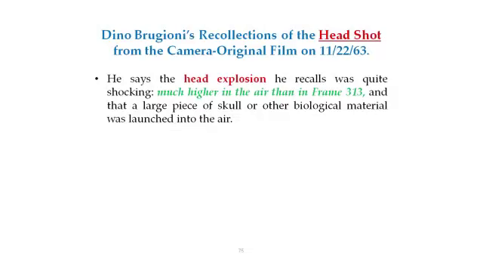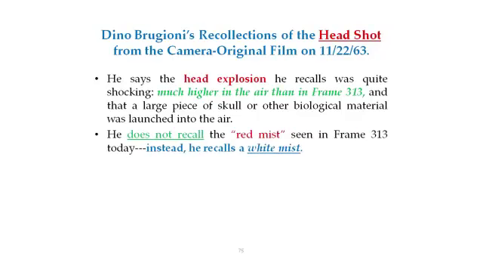Now let's review Dino Brigione's recollections of the headshot. Let's review what he says about the headshot that he saw that is different from the headshot we know today. Number one, he says the head explosion was quite shocking, much higher in the air than in frame 313, and that a large piece of skull or other biological material was launched into the air. He does not recall the red mist seen in frame 313 today. Instead, he recalls a white mist.